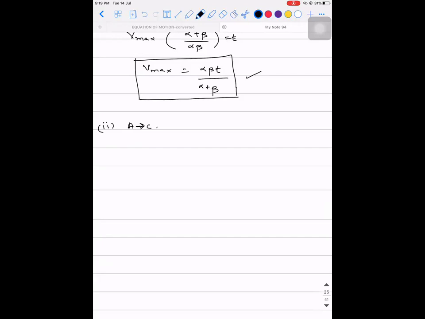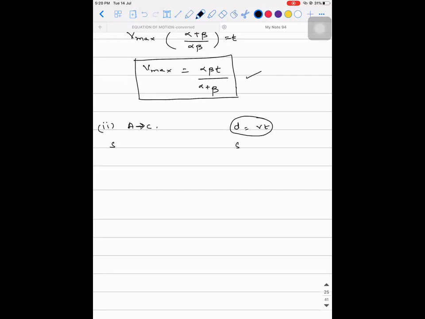Can someone try? When you go from A to C, what is the distance covered by the person? Sir, can we use distance is equal to speed into time? See, this one you can use only when the object is not accelerating.